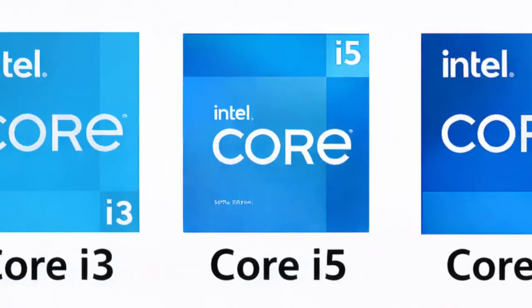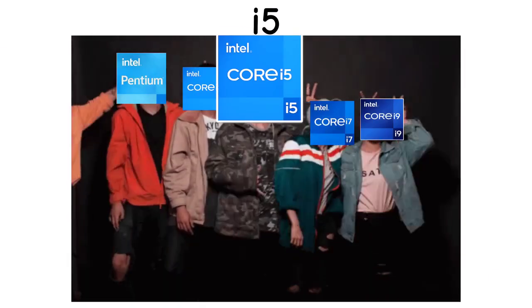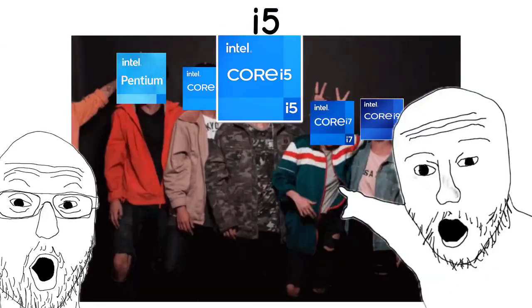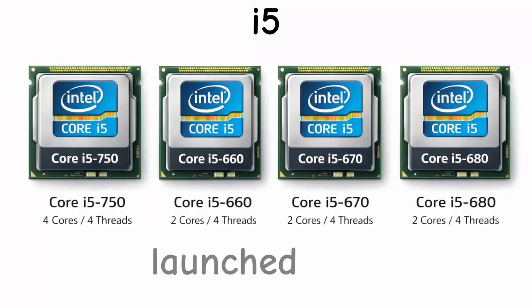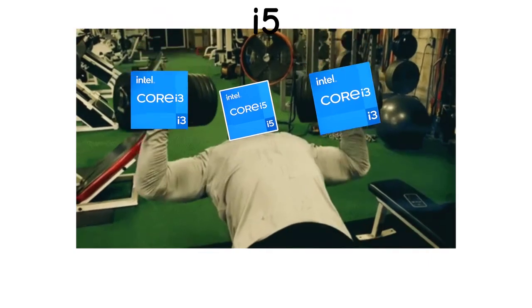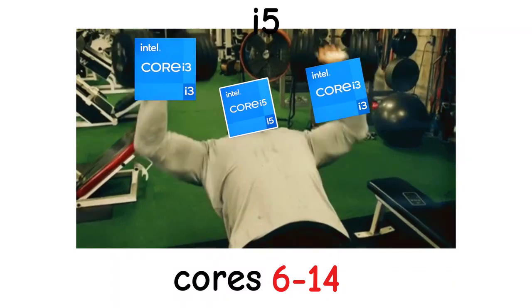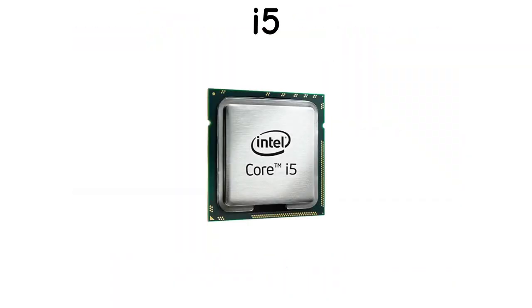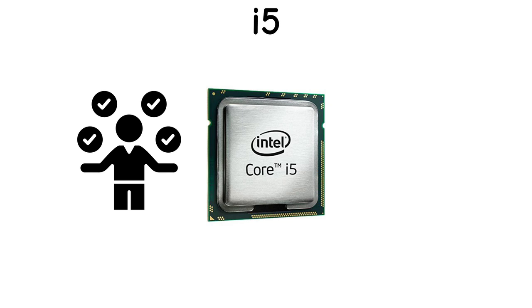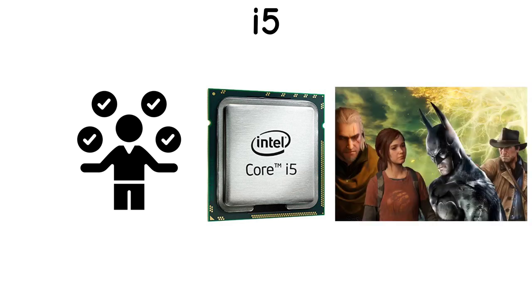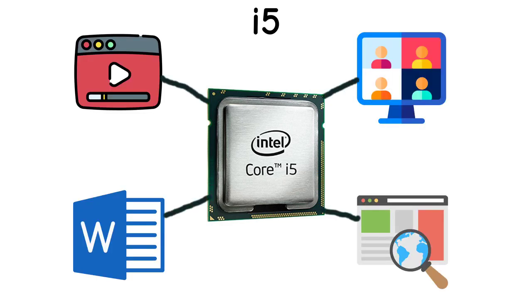Core i5. Core i5 sits in the middle of Intel's processor lineup, and it is also one of the most popular CPUs used by everyday users. The Core i5 lineup was also first launched in 2009 when Intel introduced the first-generation Core i series processors. It is more powerful than Core i3 and usually comes with 6 to 14 cores, depending on the generation. Because of this extra power, i5 is great for multitasking and more demanding tasks. You can run multiple programs at the same time without your computer slowing down too much.